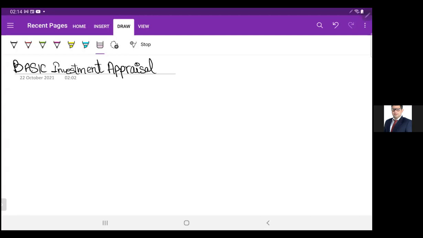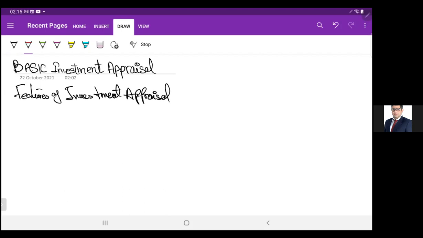All right, we are starting with the very first area of financial management, F9, that is basic investment appraisal. One stage in the capital budgeting process is investment appraisal. Firstly, you need to know the features of investment appraisal, and what those features are.